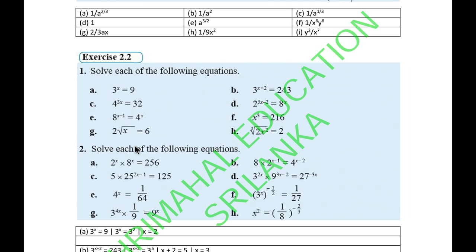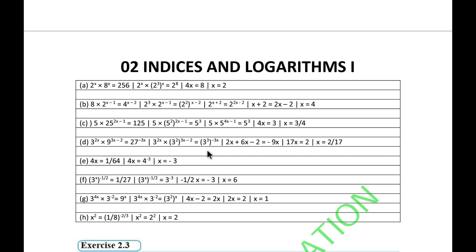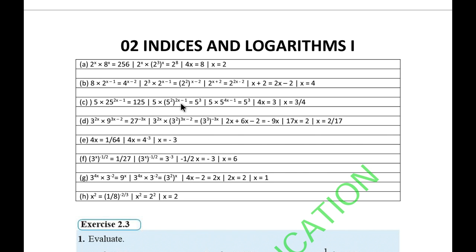The second question: solve each of the following equations. Now I'm going to explain that. So now here you have products. So what you have here is 2 to the power x multiplied by 8 to the power x equals 256. That is 2 to the power x. 8 means 2 to the power 3, so 2 to the power 3x. That will be equal to 2 to the power 8. So here 3x plus x, 4x equals 8. So you know that procedure. Then x equals 2.